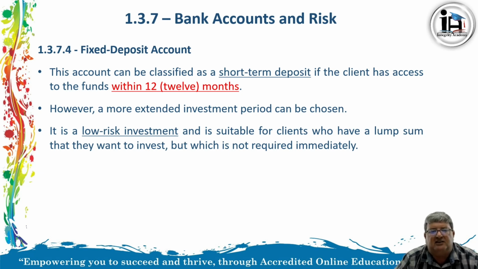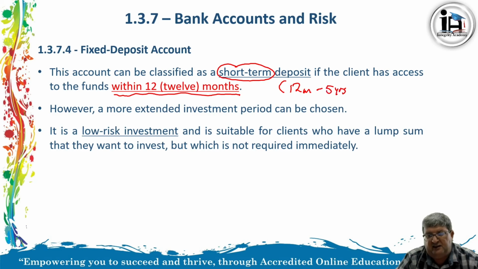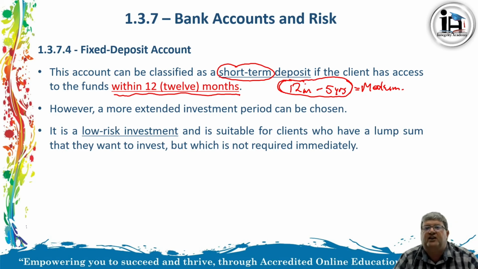Then when you look at the fixed deposit account, this account can be classified as a short-term deposit if the client has access to the funds within 12 months. So a fixed deposit account is a short-term deposit within the 12 months. Every time you see short-term, it will be within 12 months. Because remember, 12 months to 5 years equals a medium investment. So your short term is always less than 12 months or within 12 months, as we saw in the previous slide. However, a more extended investment period can be chosen, so you can take it longer if you want to. But otherwise, our standard short term is within 12 months.